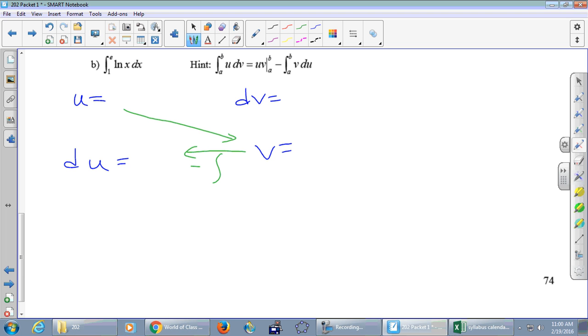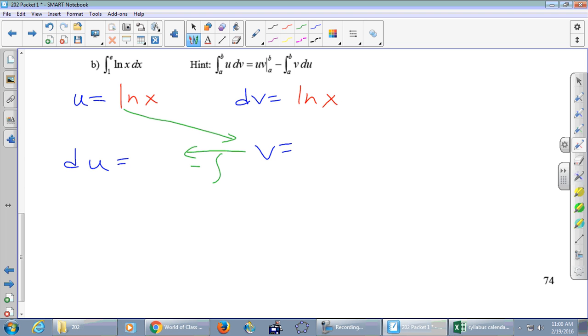Okay, let's put the pieces in. Here are your two choices. Don't write these because one of them is going to need to go away. You have to put the ln of x in one of those places, not both. If you put the ln of x in the u part, what are you supposed to do to get down here? Take a derivative. Okay, fine.